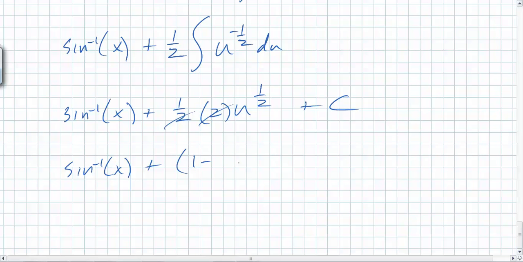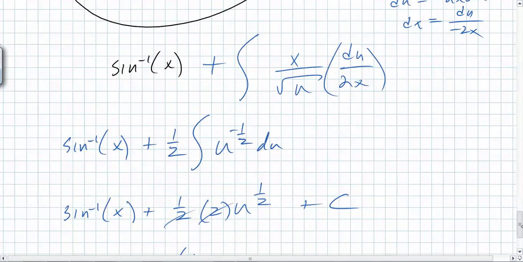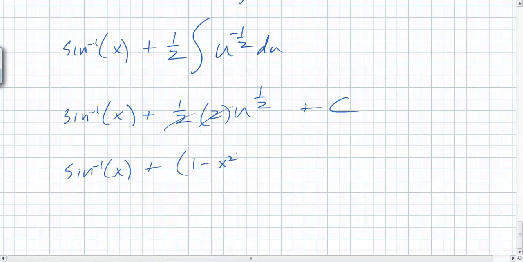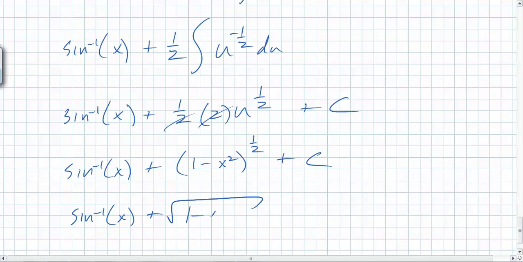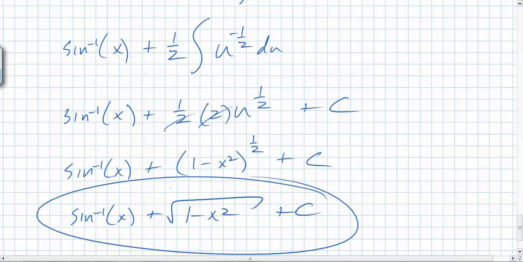1 minus x squared, to the 1/2, plus c. So most likely on the test you'll see it written like this, not equals, plus the square root of 1 minus x squared plus c. That's what you would see as the final answer.